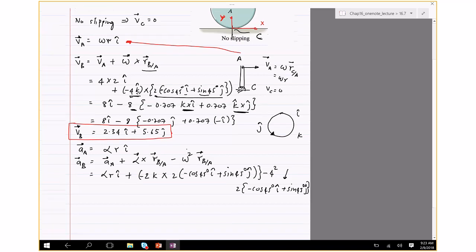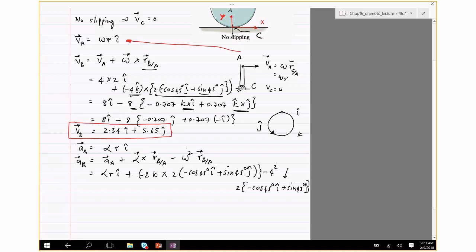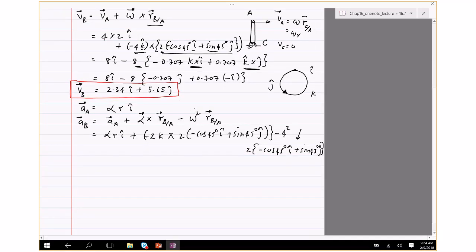Okay, that's a little bit more math than the previous step, but now what you need to do is, for this one there's no problem, you just carry over i and j, but here you would have to do k cross i and k cross j, using exactly the same technique I told you earlier. So you can complete this. I'm just going to give you the final answer. So show that a_B is 17.3 i minus 8.49 j.